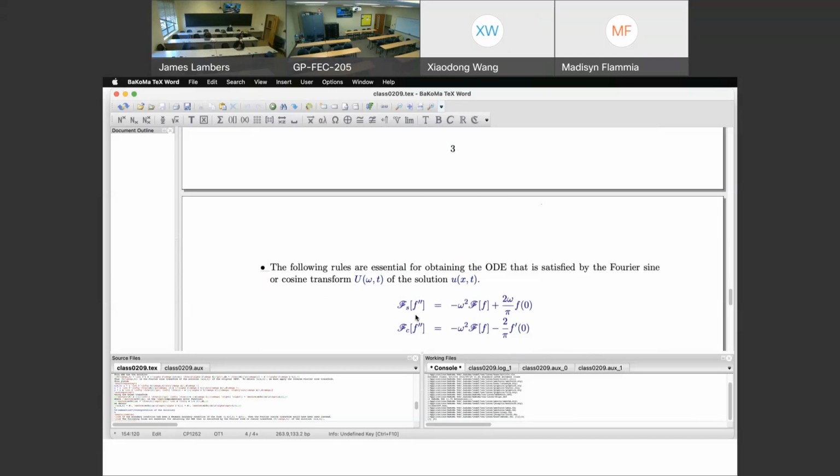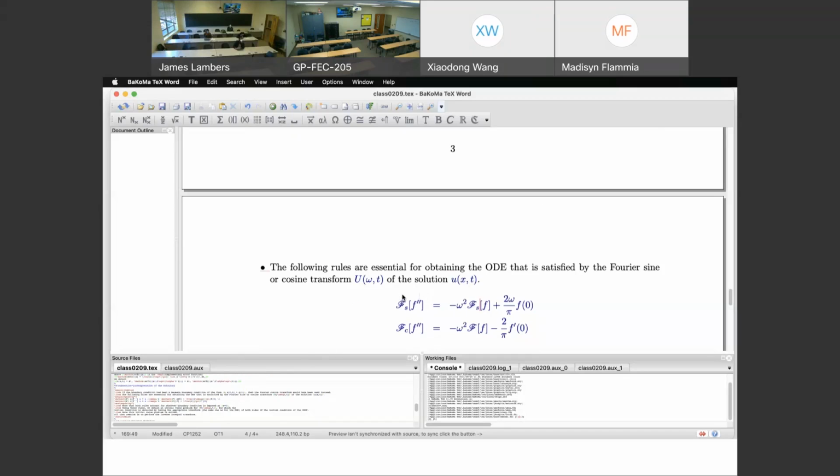For convenience, here's something to keep in mind about Fourier sine and cosine transforms of the second derivative when you're on a semi-infinite domain like we had in this example. This first formula is what we used in the example. Actually, I need to fix this. It should be the sine transform. Forgot the subscript. So the Fourier sine transform of the second derivative is minus omega squared times the Fourier sine transform of the original, and then we have a boundary term.